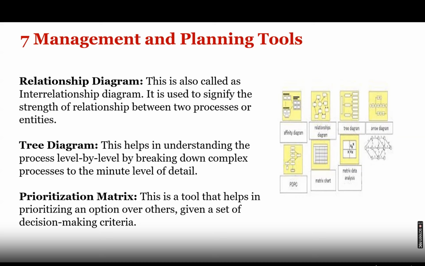Tree diagram. This helps in understanding the process level by breaking down a complex process to the minute level of detail. This is a very good practice, I will say. It helps the team move down from a broad process map to specific process details and requirements. It brings down and explores the finer details in any complex process. This is very helpful in decision making in a complex process with many business rules, or in a process that has huge financial implications.